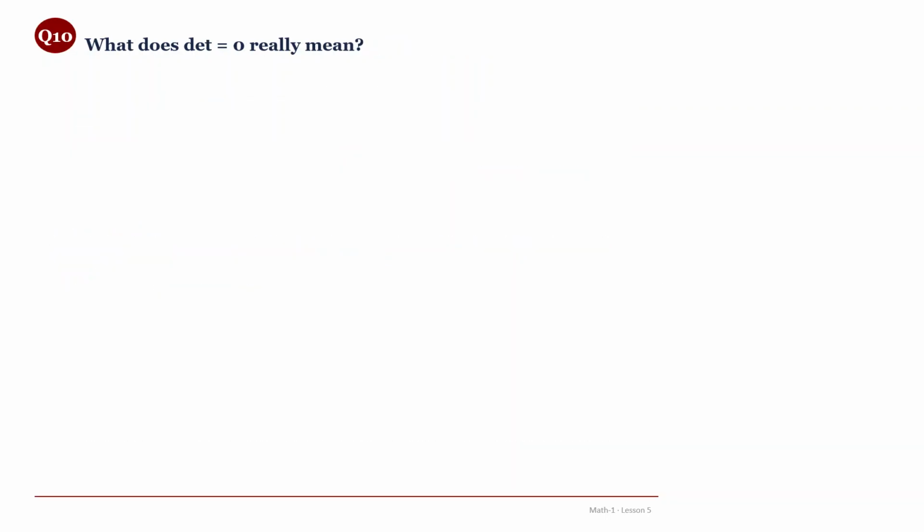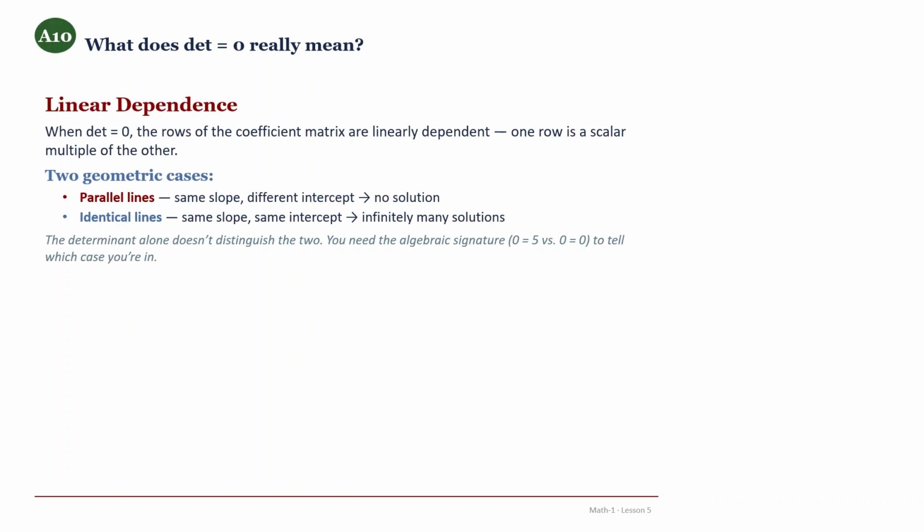Question 10. Reflection. What does a zero determinant tell you about a 2x2 system? Take a moment to think about this before the answer. A zero determinant means the two equations are linearly dependent. Geometrically, the lines are either parallel, which gives no solution, or identical, which gives infinitely many solutions. Either way, you do not get a unique answer. The unique solution case strictly requires a non-zero determinant.